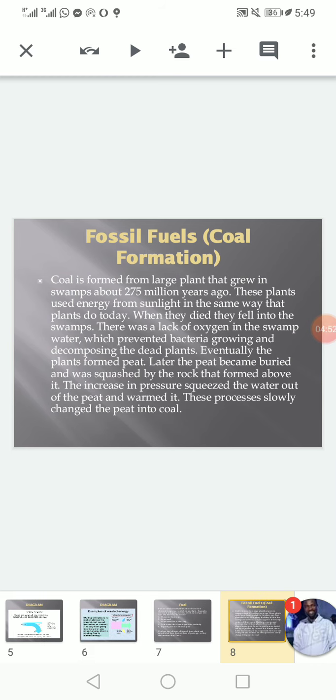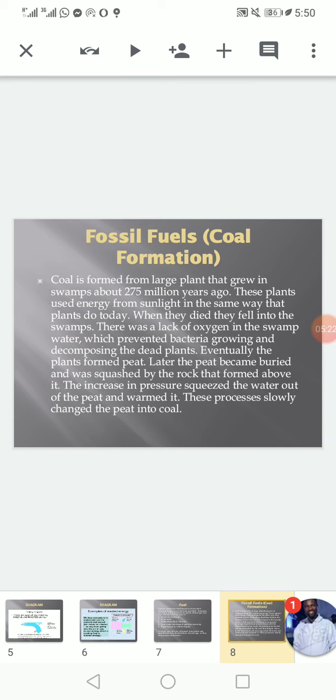One of the fossil fuels that I want to consider now is coal. So let's look at the process involved in coal formation. Coal is formed from large plants that grew in swamps over 275 million years ago. Those plants used energy from the sunlight in the same way that plants do today. When they died, they fell into the swamp. There was a lack of oxygen in the swamp water, which prevented bacteria from growing and decomposing the dead plants.